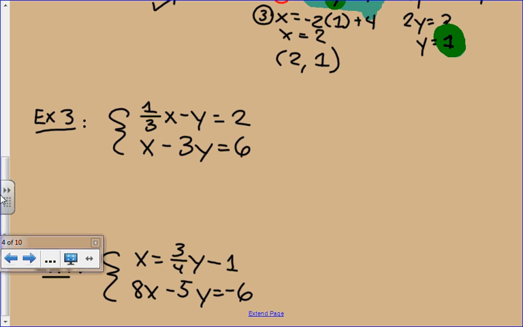All right. Number 3. We've got several different options on this one. Anybody see an option that they want to do? Okay, so multiply everything by 3. You can definitely do that. Does anybody just want to get a variable by itself?